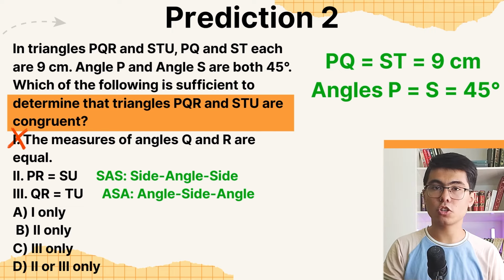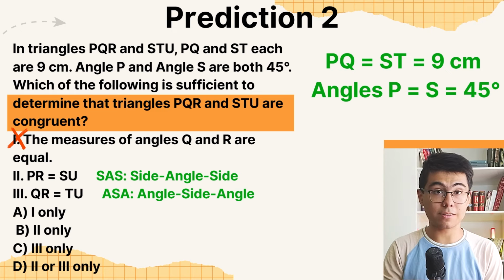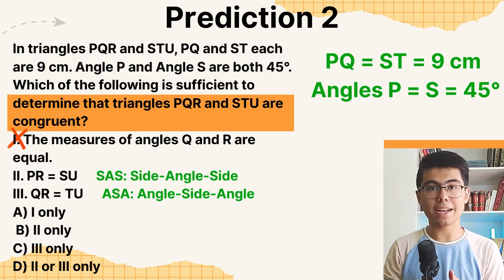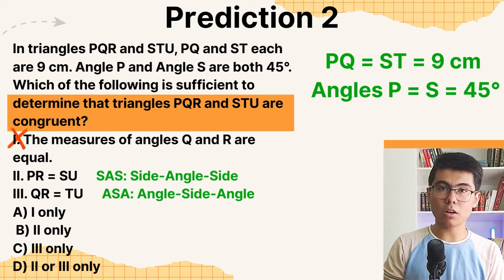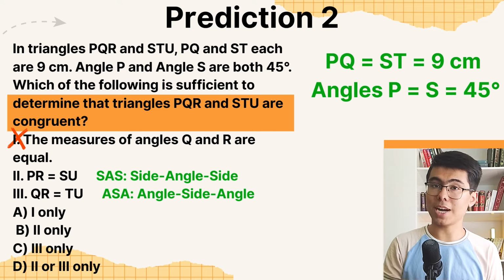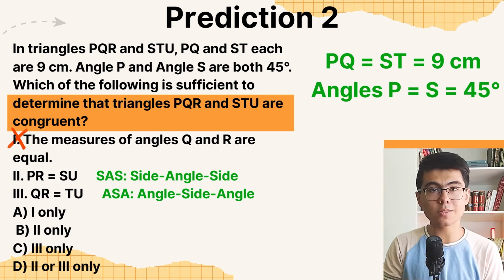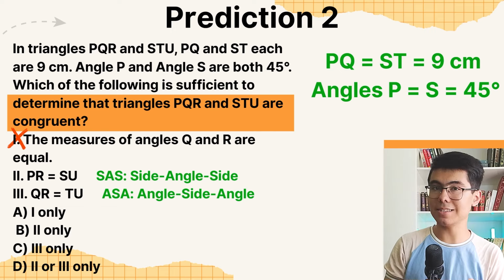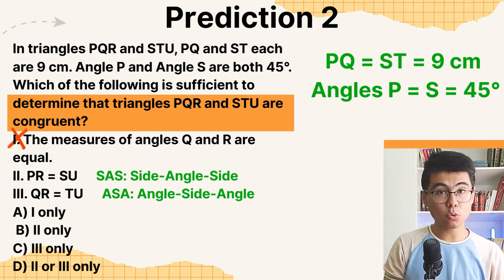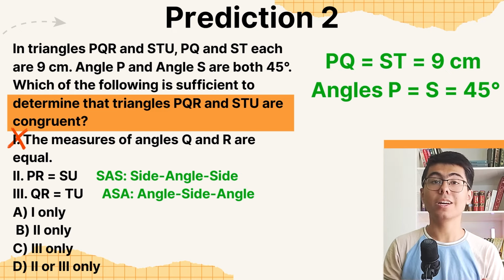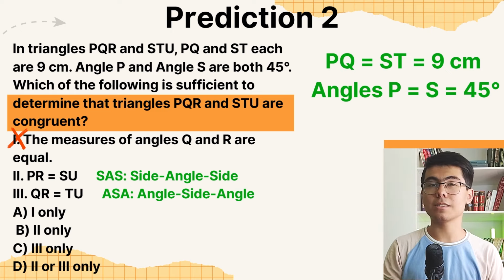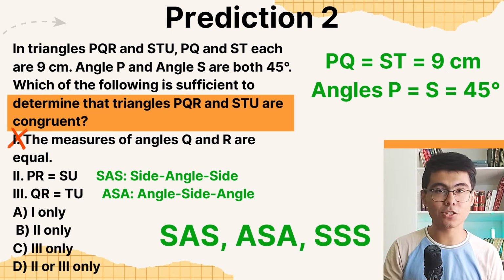Statement 3 says QR equals TU. Well, this gives us two angles and the side opposite one of them. So that would be angle, side, angle. Knowing QR equals TU and the given 45-degree angles is also sufficient by ASA congruence. So combining these insights, either statement 2 or 3 alone is enough to guarantee that triangles are congruent. So statement number 1 alone is not sufficient at all.